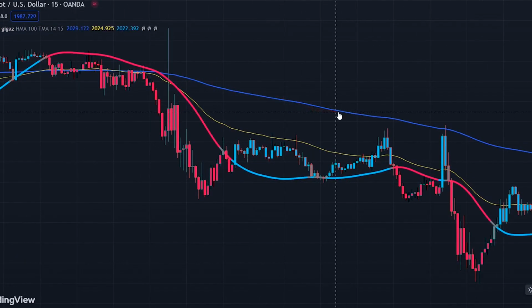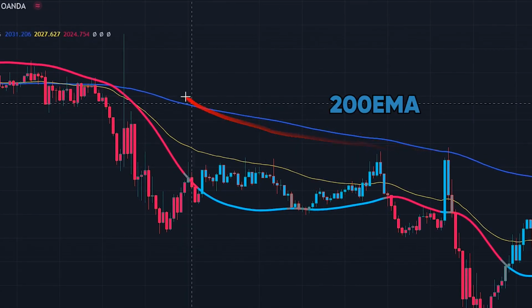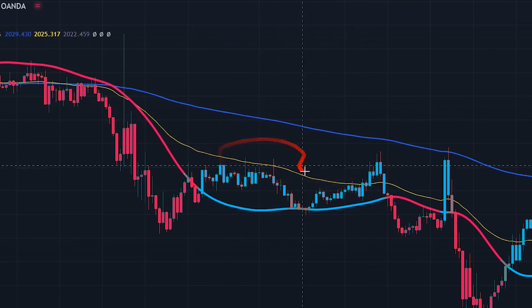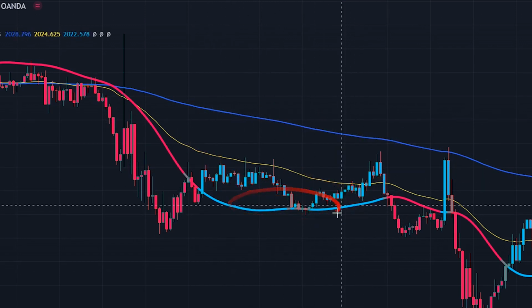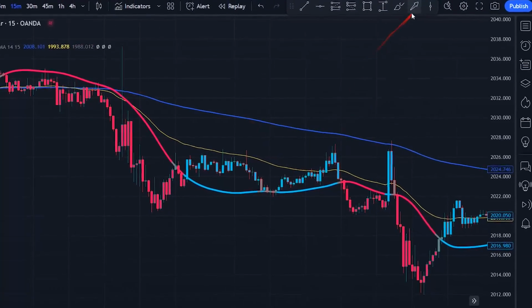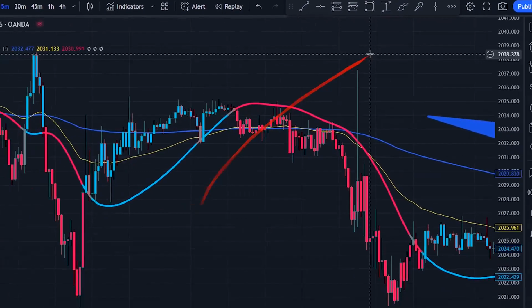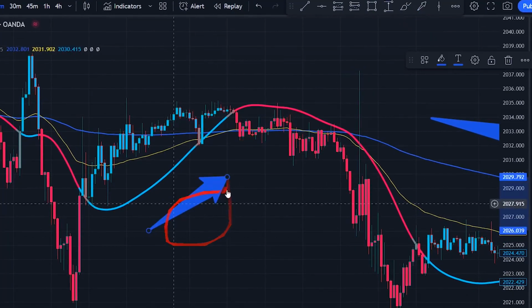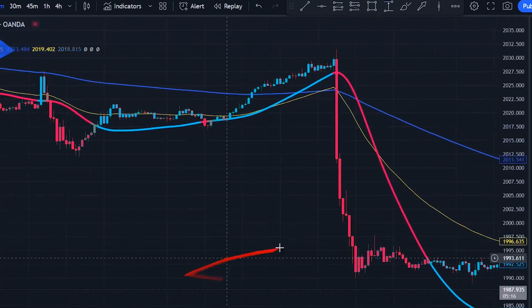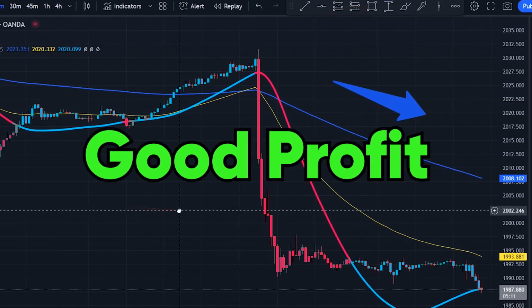The SSL Hybrid indicator consists of 3 lines, 200 EMA, 50 EMA, and the baseline. With this indicator, you can identify market trends because identifying market trend is one of the most important tasks for starting this strategy and any trade. If you cannot correctly identify the trend, you cannot enter a proper trade. Using this indicator makes it easier for you and can lead you to good profits in your trades.